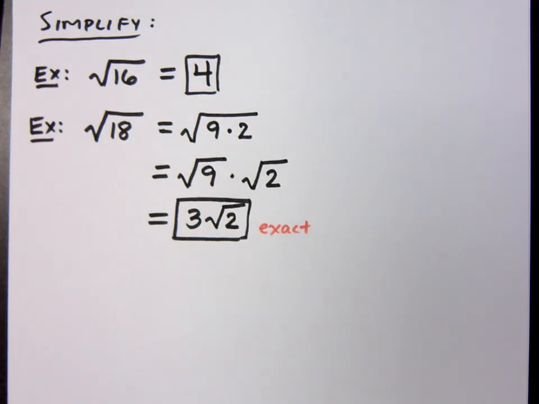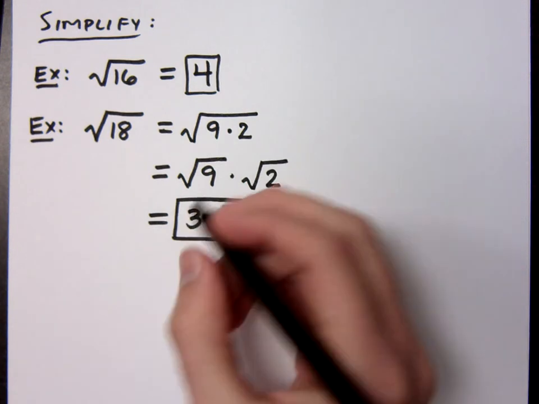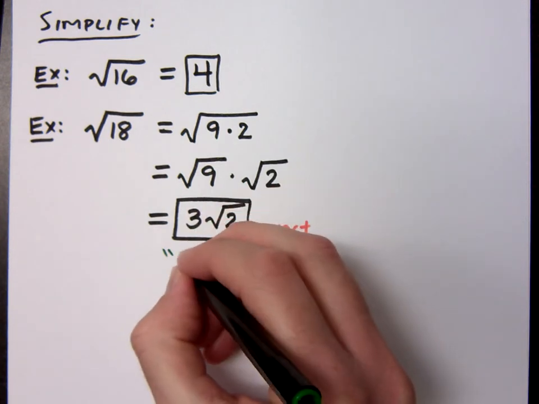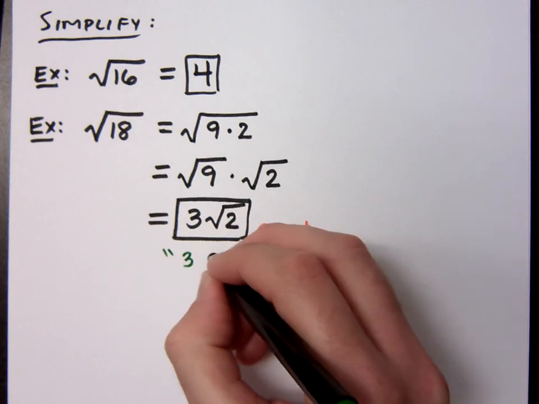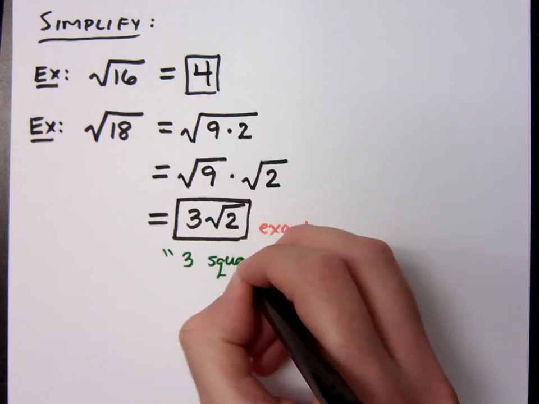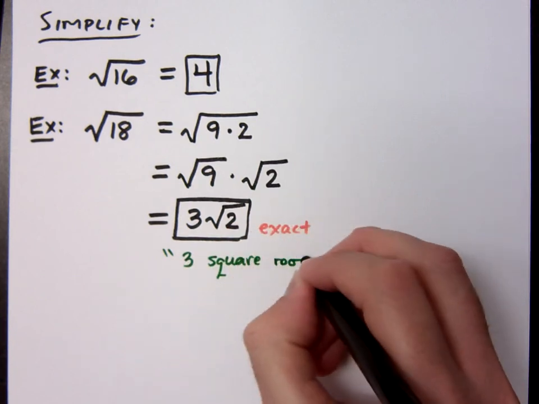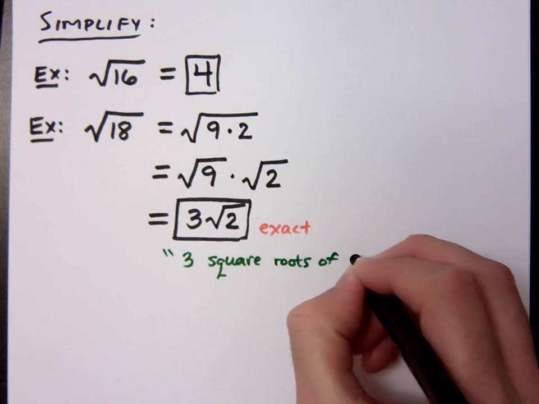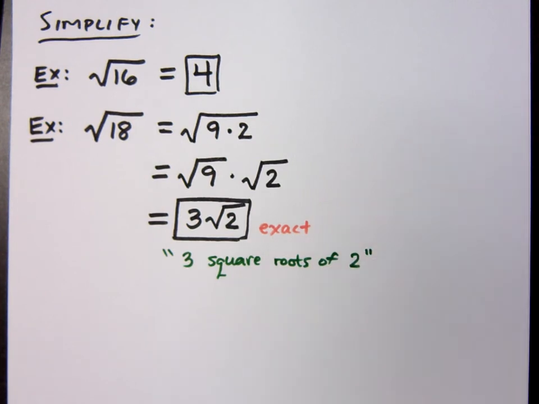And the way that we would read this, because I want to make sure you do say things correctly, so you're not saying the thingy with the thingy in the house and the thingy at the bottom of the thingy. We'd read this as 3 square roots of 2. Please don't say 3 root 2. That just sounds really weird. Don't say 3 radical 2.